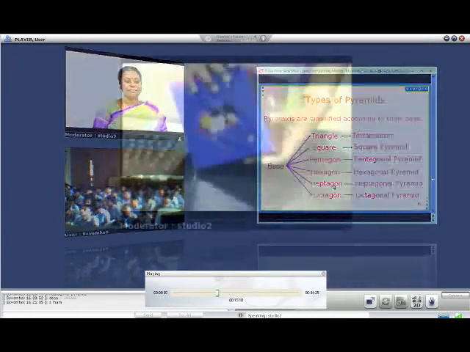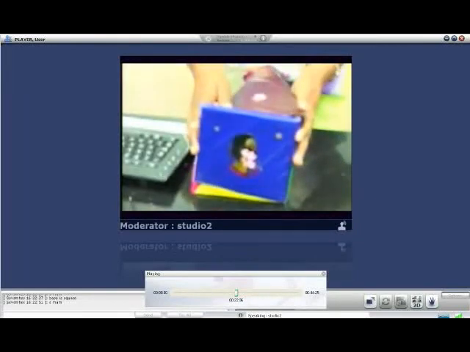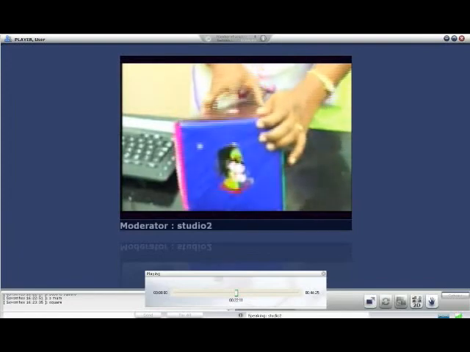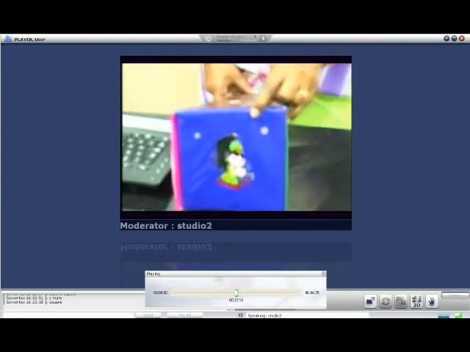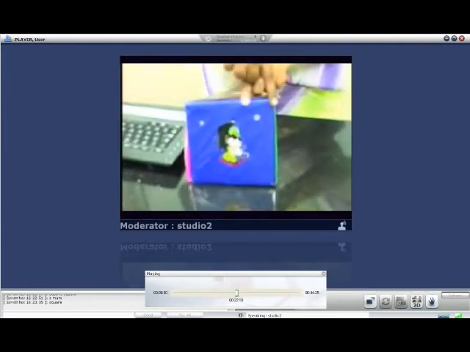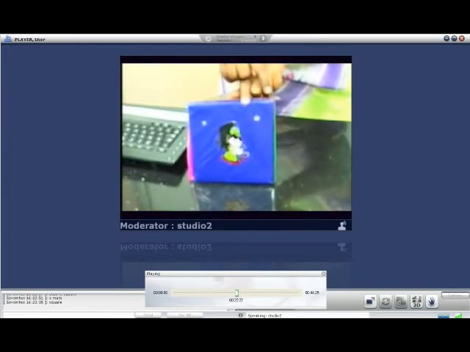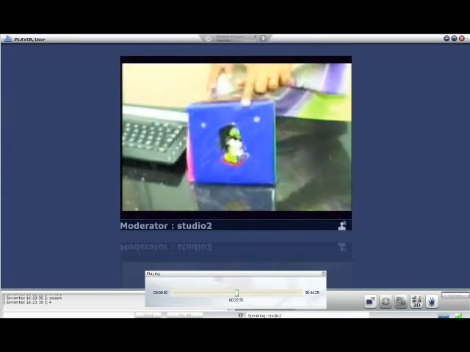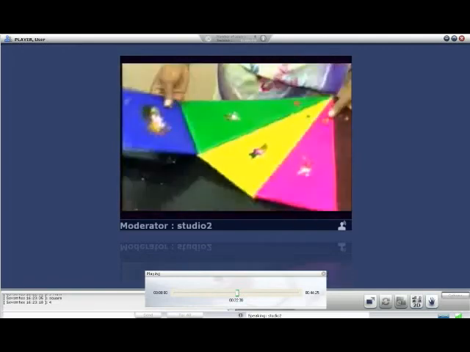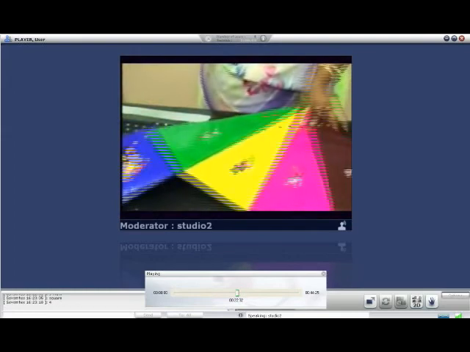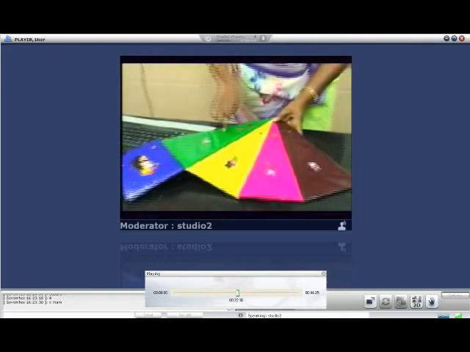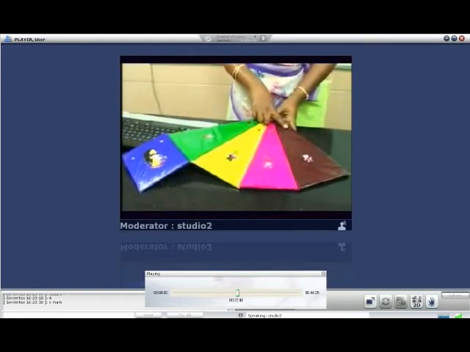Are you clear, children? Yes, what shape is this? It is a square, isn't it? So for a square, how many vertices are there? 1, 2, 3 and 4, isn't it? 4 vertices are there for a square. So this is a square pyramid. So I have the net of the square pyramid. Can you see the net? So here is my base, and I have 4 triangular sides, isn't it?